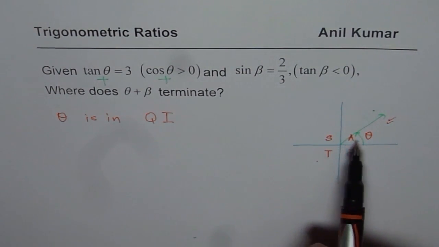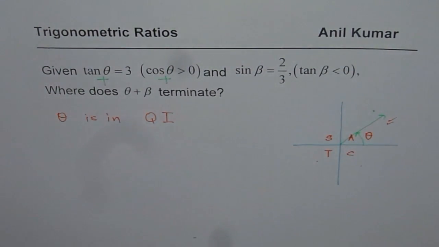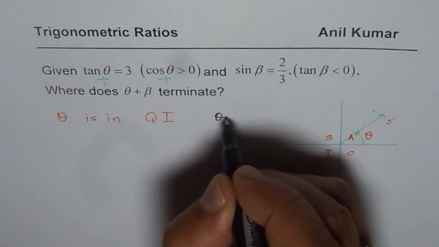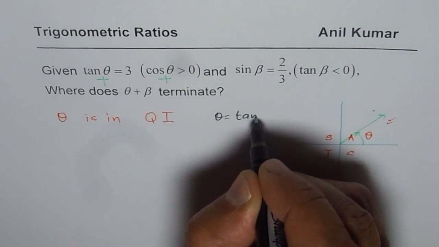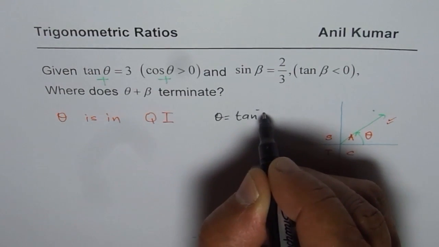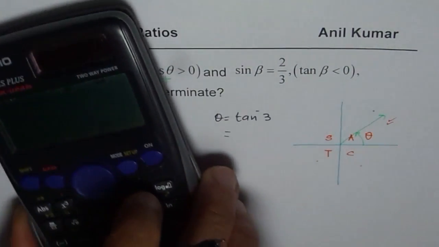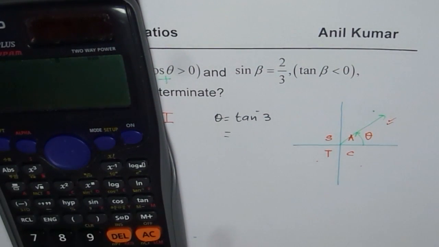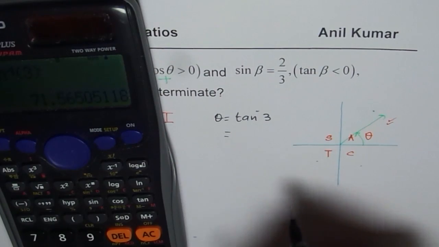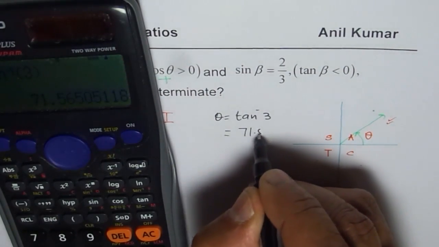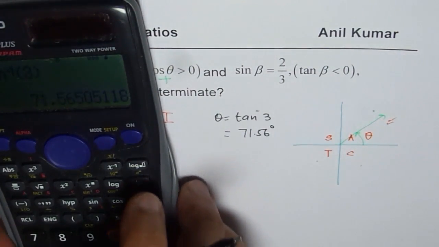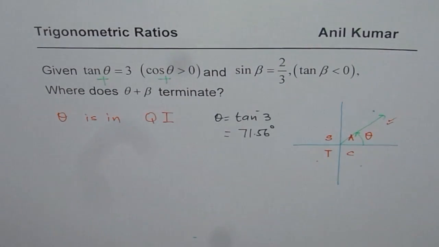We can always use a calculator to find the answer also. So let me do that part also. Theta equals tan inverse of 3, and we can use the calculator: shift tan inverse of 3 equals, we get 71.56 degrees. So that's approximate. Now let's look into the second condition.